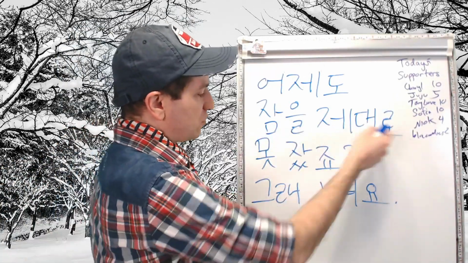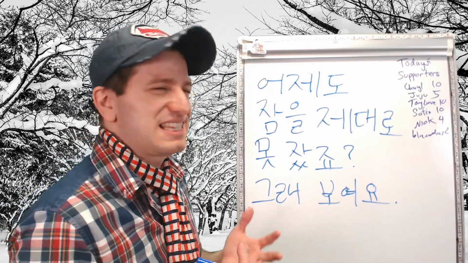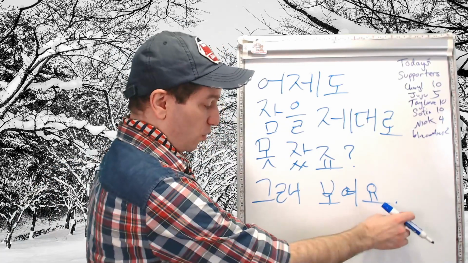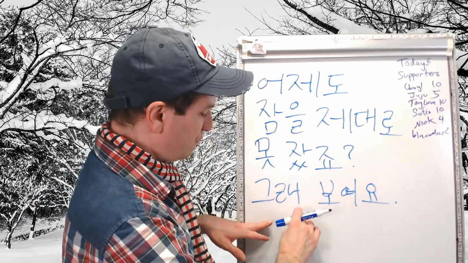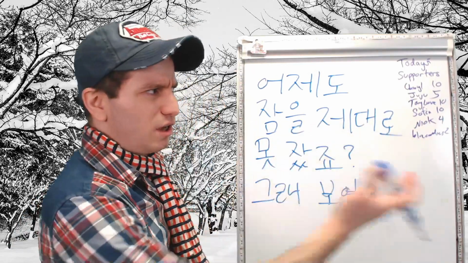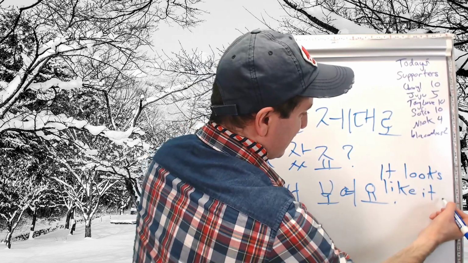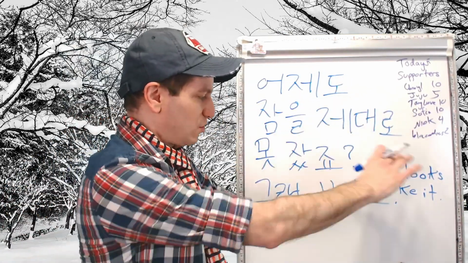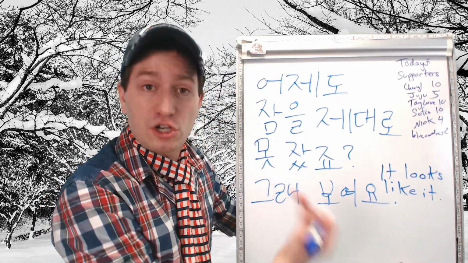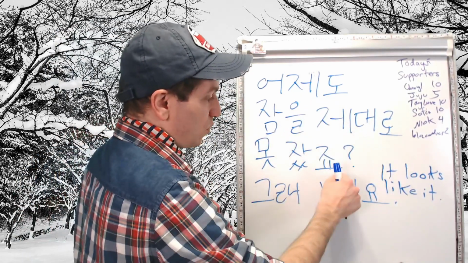어제도 잠을 제대로 못 잤죠? 제대로 means properly, but you can think of it as like sleep good. You didn't sleep good last night either, did you? 그래 보여요. So 그래 is the conjugated version of 그렇다. So 그래 보이다. To appear so. It looks like that. But we would say it looks like it. 어제도 잠을 제대로 못 잤죠? Yesterday you didn't get a good night's sleep, did you? It looks like it. You look tired is what it means. 어제도 잠을 제대로 못 잤죠.